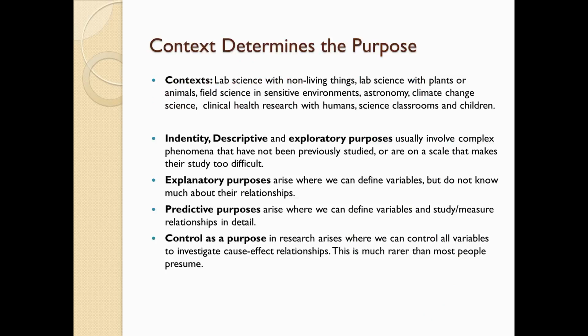So, what are we talking about in terms of context? We could be looking at lab science with non-living things, chemicals for example. We could be looking at lab science with plants or lab science with animals. We could be looking at field science in sensitive environments where we can't actually do much interference with the environment in terms of manipulation, and therefore we have to stand back and study it without touching the environment. We could be looking at astronomy or climate change science or clinical health science with humans, or even science classrooms and children as our topic of study.